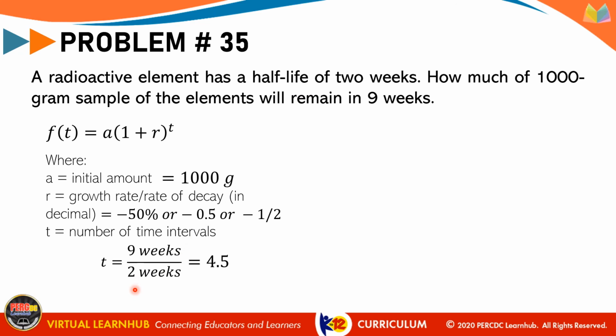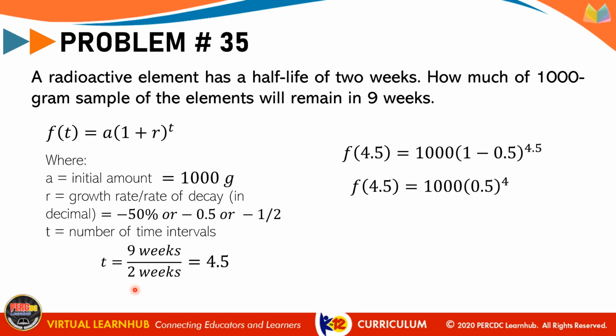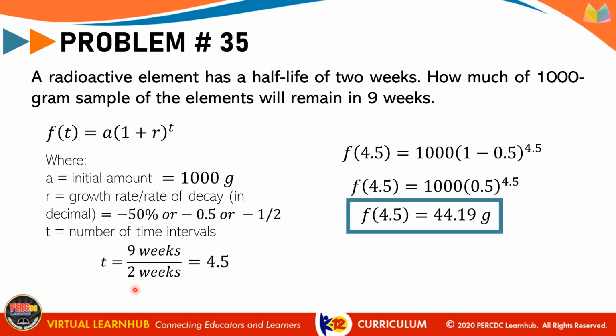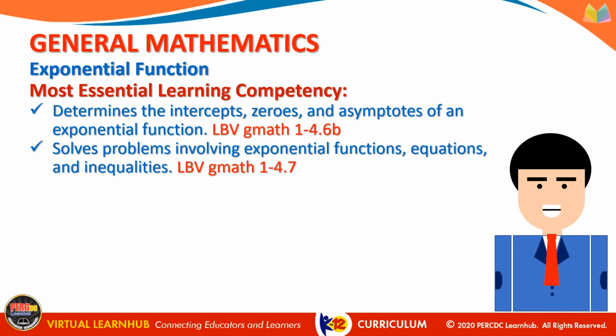Now, substituting it to our formula, we have f of 4.5 equals 1,000 times 1 minus 0.5 raised to 4.5, giving us 1,000 times 0.5 raised to 4.5, and that is 44.19 grams. And that's the end of our lecture.